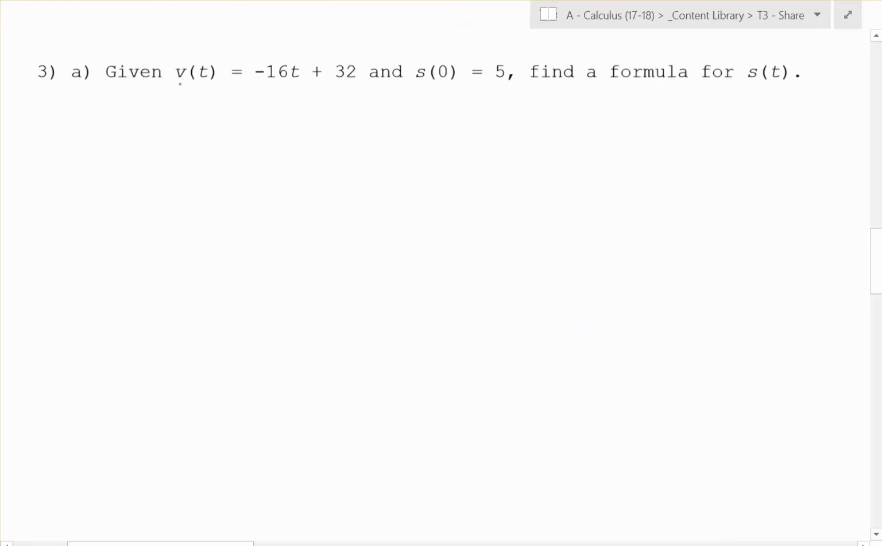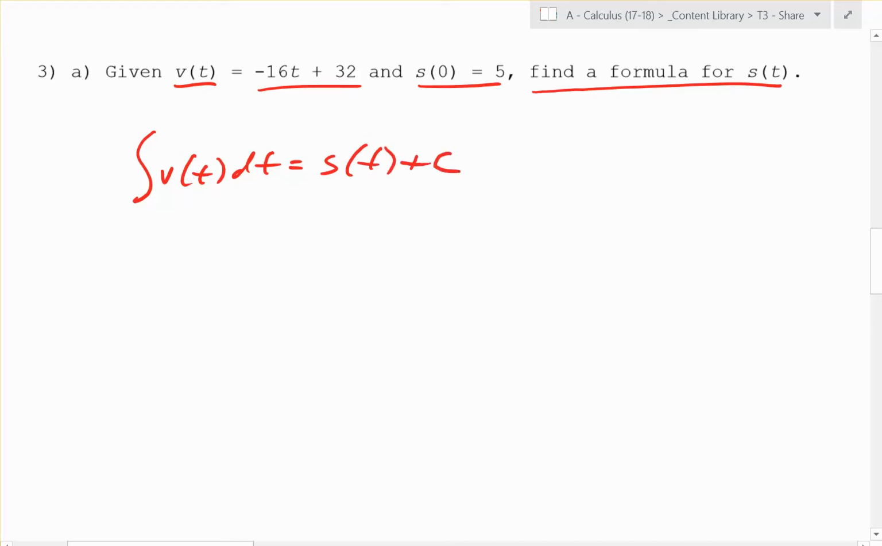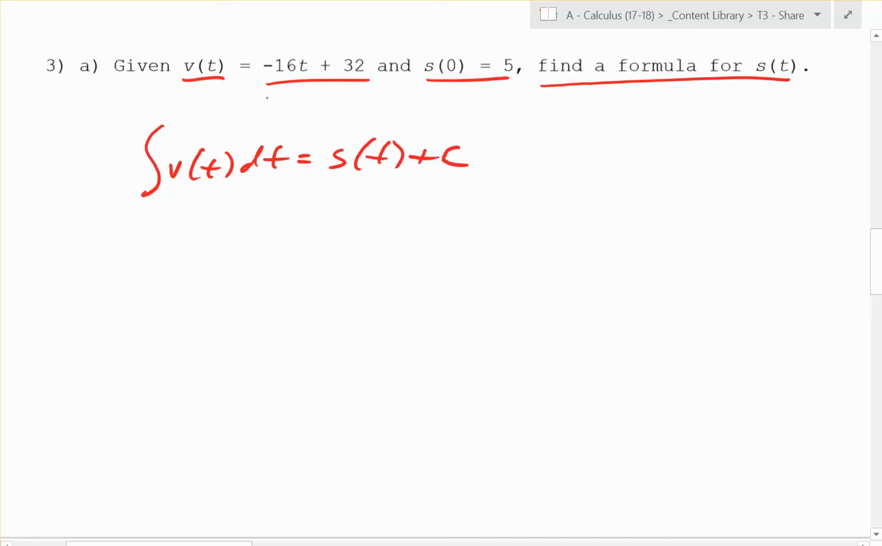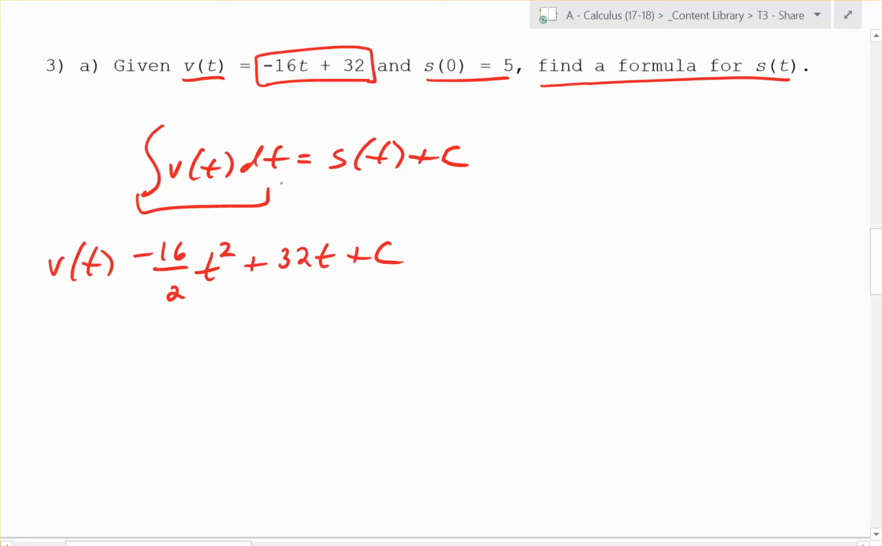So we're given a velocity function here, and we're given an initial position. Find the formula for s of t. So we know that when you integrate v of t dt, you end up with s of t plus a constant. So let's integrate negative 16t plus 32. What's that going to be? It's going to be negative 16 over 2 t squared plus 32t plus c. That's going to be our s of t. We've just integrated it right here.